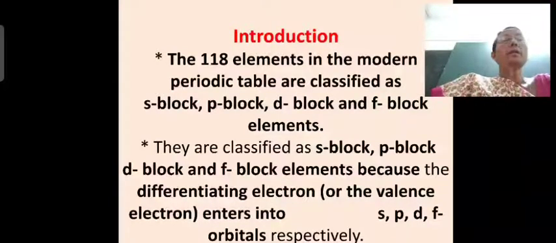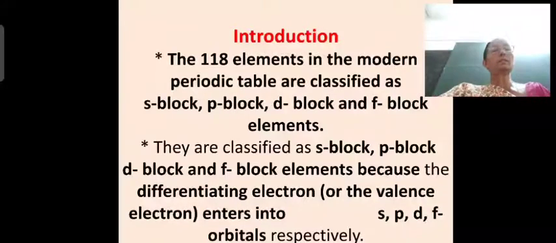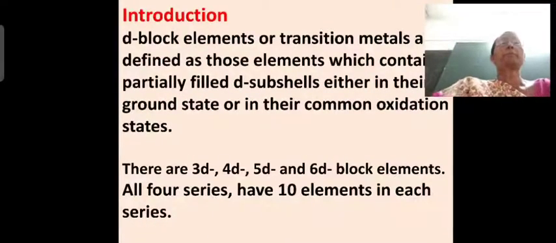Altogether there are 118 elements in the modern periodic table, and you know that they are classified into 4 blocks, that is S block, P block, D block, and F block. Now why is this classification done, or on which basis is this classification done? That is, whether the differentiating electron or valence electron belongs to the S orbital, P, D, or F orbitals.